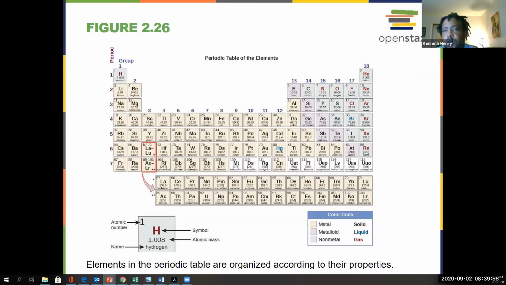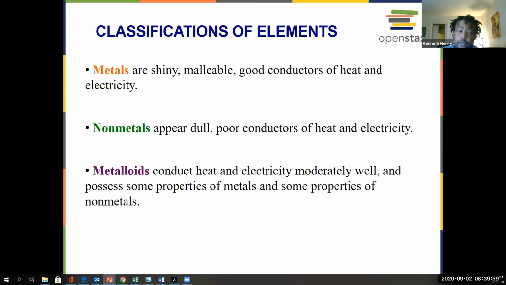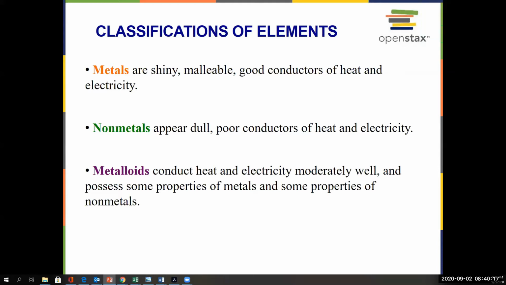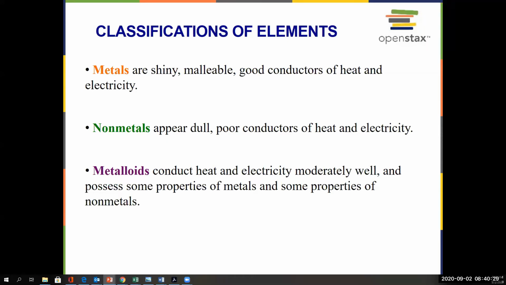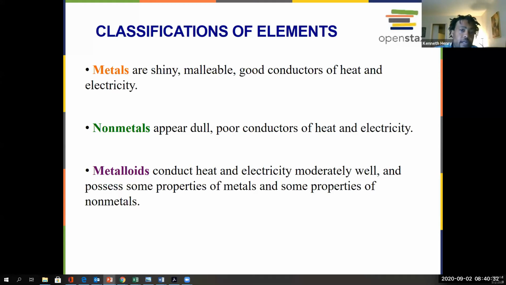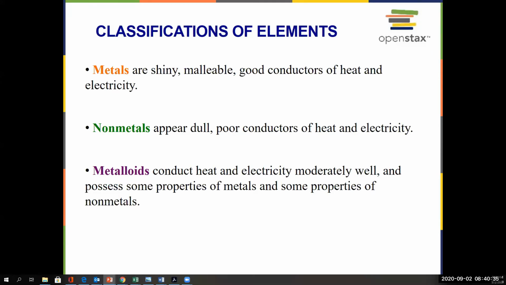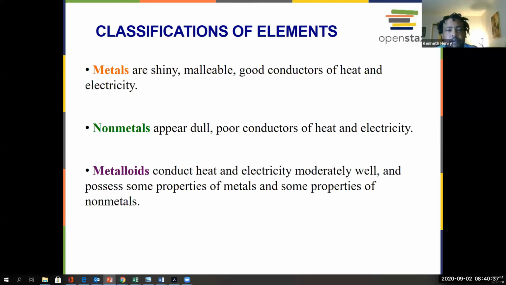Okay, so elements can be classified in three major ways. They can be metals, non-metals, and metalloids. Metals, you guys know, are going to be shiny, malleable, good conductors of heat and electricity. You guys know what malleable means? It's like a Play-Doh, easy to move. They're not brittle, they're not going to break easily. If you have a thin sheet of metal, you can wiggle it, depending on the metal of course, but it's not going to snap in half.